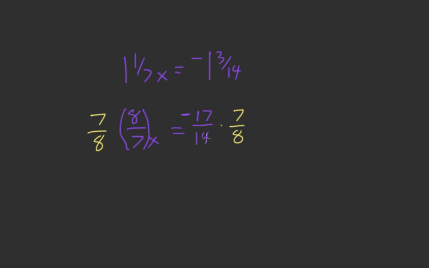So look at this. We have this 14 down here, and that's also going to be rewritten as 2 times 7. So then we have 7 on top, 7 on bottom, so we cancel those out, like so. And we have a 2 on bottom, and an 8 on bottom, and a 17 on top, which makes this equal to negative 17/16, like so. And then we go, okay, now we need to make this a mixed number. So let's make it a mixed number.